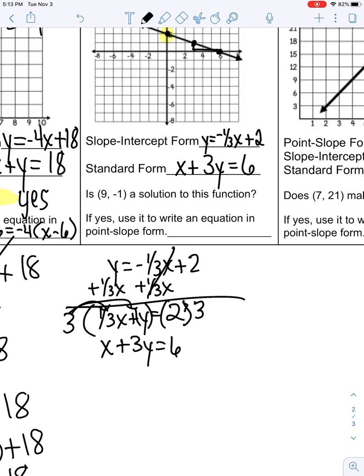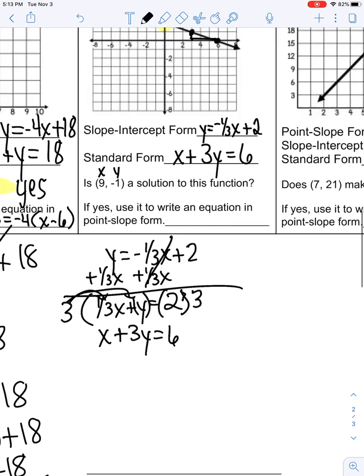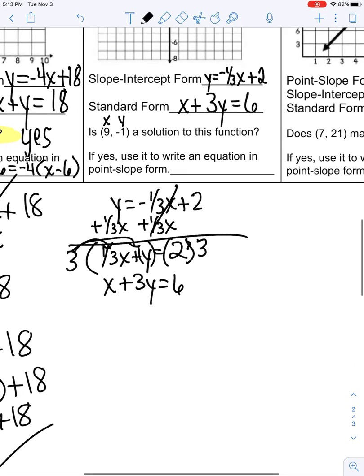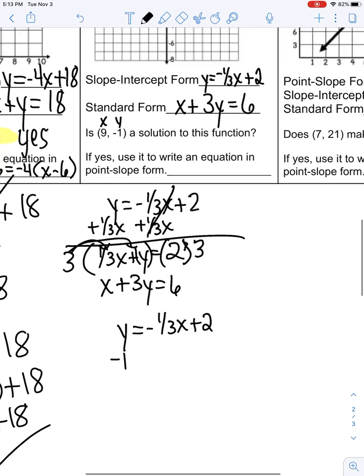Is 9, negative 1 a solution to this function? Remember, if it's a solution, it will make either of these equations true. I always go back to my y equals negative 1/3 x plus 2. You can use the standard form, you'll get the same answer. So y is negative 1 in our test point equals negative 1/3 times 9 plus 2.